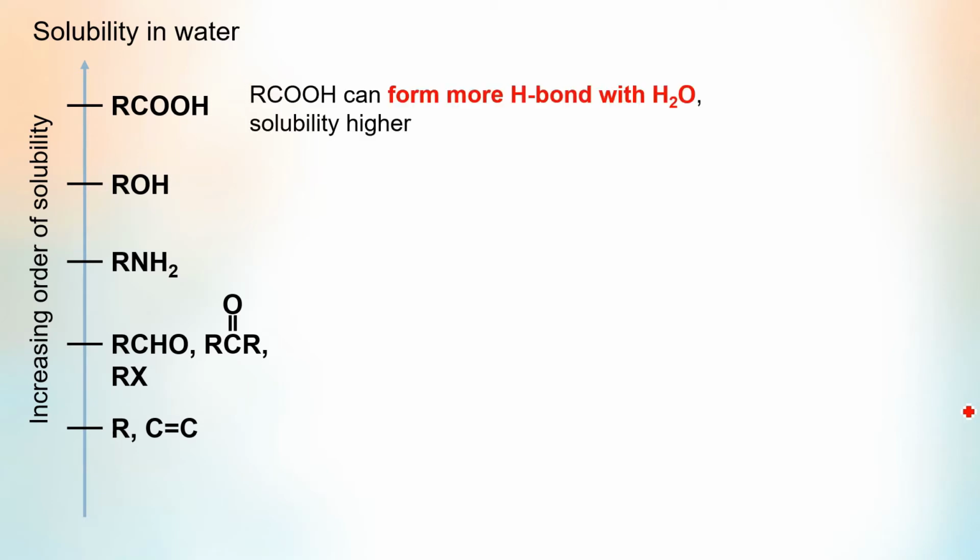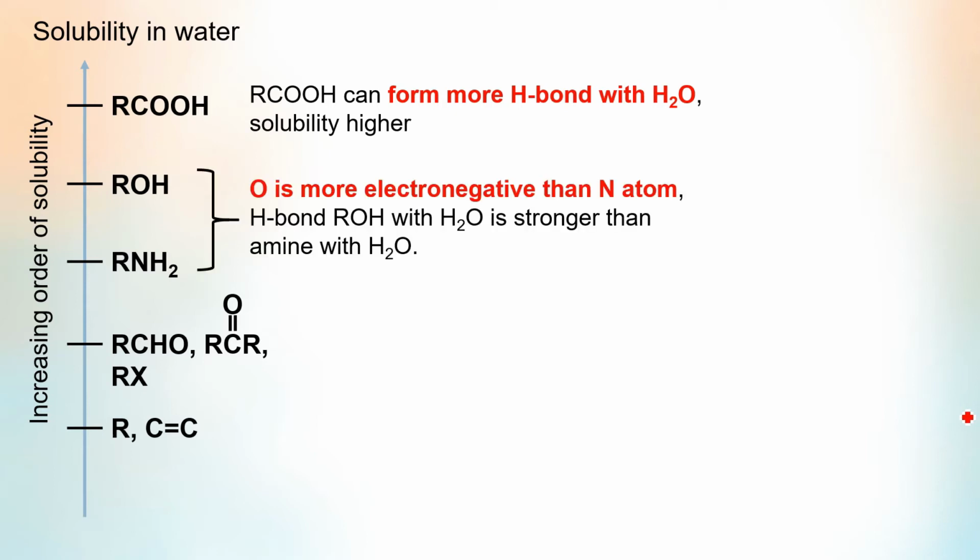For solubility in water, carboxylic acid has the highest solubility compared to alcohol and amines. Carboxylic acid can form more hydrogen bonds with water molecules, therefore it has higher solubility. Alcohol has higher solubility than amine because oxygen is more electronegative than nitrogen atom. The hydrogen bond between alcohol and water is stronger than the hydrogen bond between amines and water molecules.